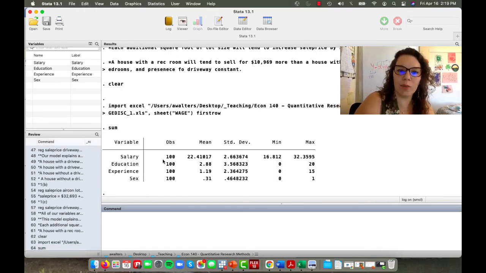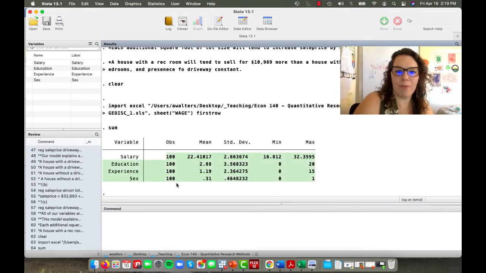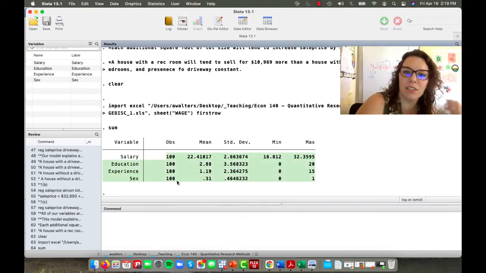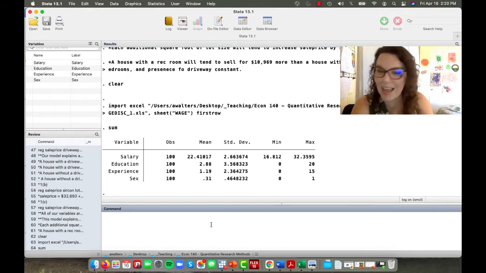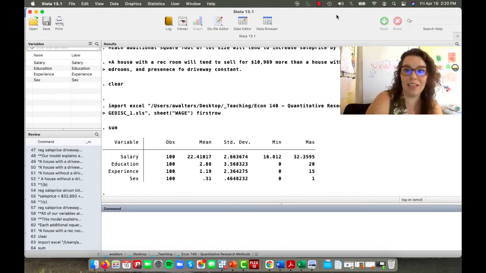We're not as familiar with it, but we want to remember that there are 100 observations. Salary is in hundreds of thousands of dollars. Education is years of education. Experience is years of experience. And sex is 0 for female, 1 for male. 31% of the population is male. And that's actually one of the first questions I want to ask you guys, right?